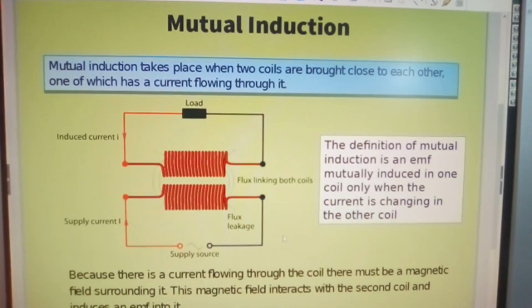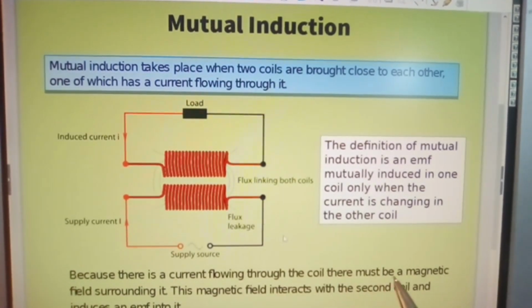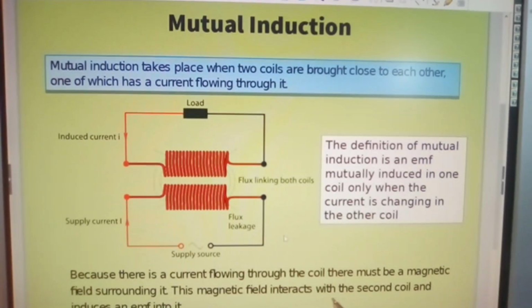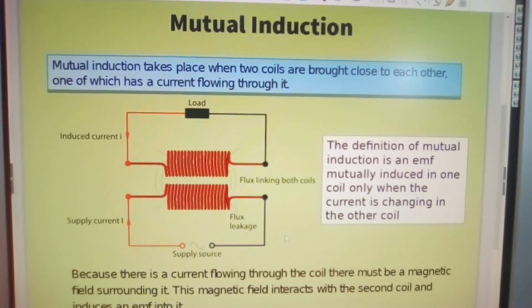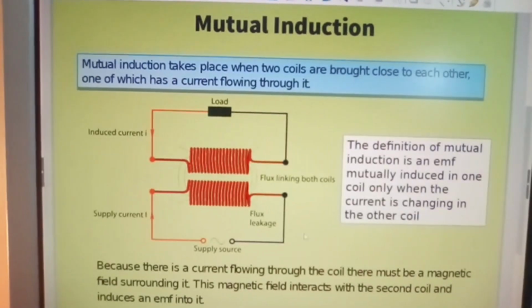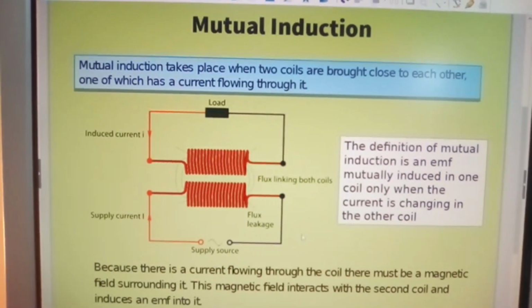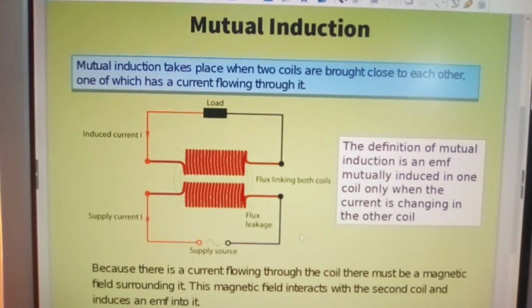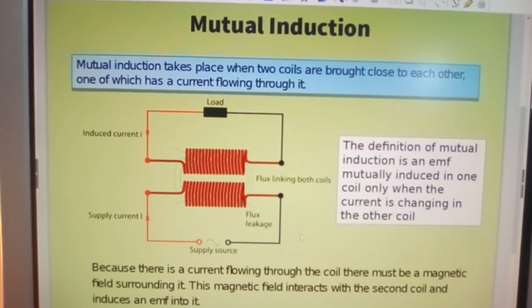Because there is a current flowing through the coil, there must be a magnetic field surrounding it. This magnetic field interacts with the second coil and induces an EMF into it. Okay?